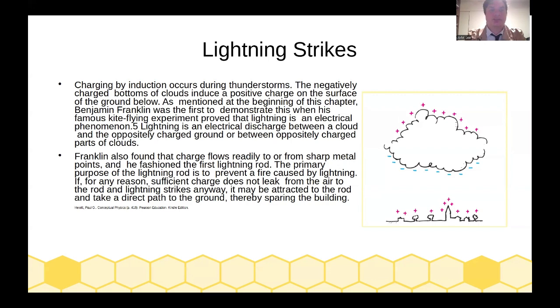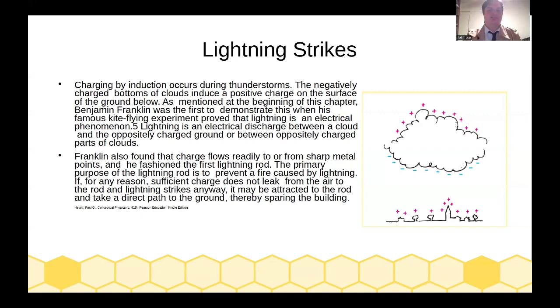Charging by induction occurs during thunderstorms. The negatively charged bottoms of clouds induce a positive charge on the surface of the ground below. Benjamin Franklin was the first to demonstrate this with his famous kite flying experiment, which proved that lightning is an electrical phenomenon. Lightning is an electrical discharge between a cloud and the oppositely charged ground or between oppositely charged parts of clouds. Franklin also found that charge flows readily to or from sharp metal points, and he fashioned the first lightning rod.